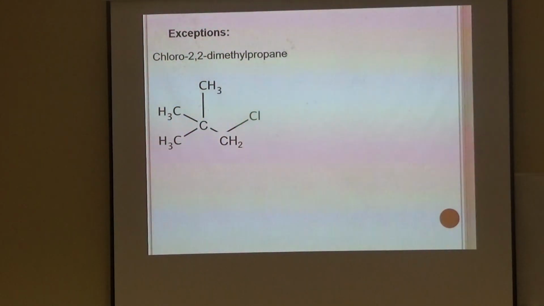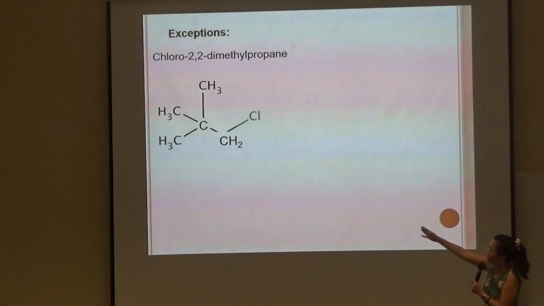So what happens if I have this chloro-2,2-dimethylpropane? If I look at this structure, can one of you quickly tell me, is it a primary, secondary, or tertiary alkyl halide? Primary, because you look at the carbon that is directly bonded to the chlorine here. This carbon has 2 hydrogens, it's primary.